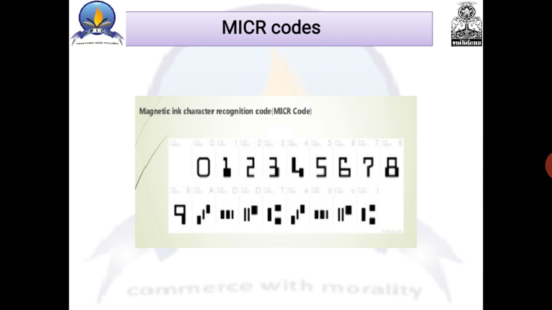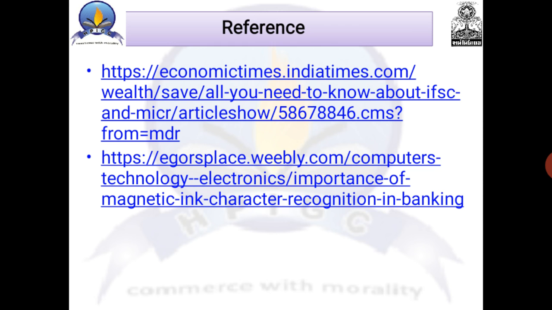So, here we have discussed many points regarding MICR and the clearing of checks. These are the websites from where I have gathered all the detailed information which I have discussed with you. And I request you to also go through them and learn more about it.